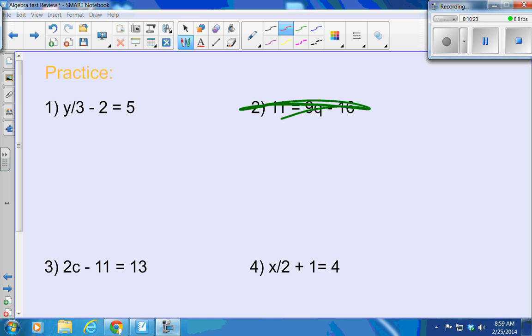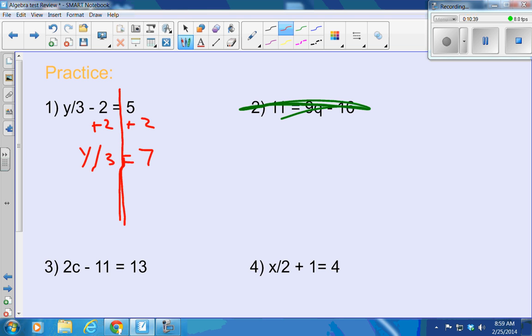Number 1, I probably should have mentioned this before, but this is a divide by sign. The opposite of divide by 3 is times by 3. But before then, I have to plus 2. That gives me 7 equals y divided by 3. Times by 3, times by 3. y equals 21.